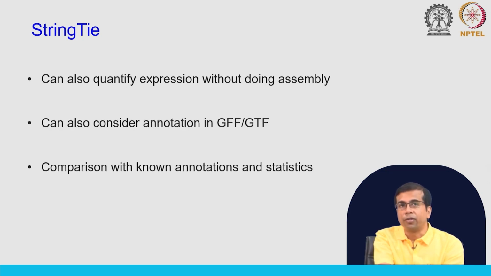StringTie can also consider annotation in GFF, GTF format. We have talked about this annotation when we were talking about variant annotation. This is also important for transcriptome assembly, because you want to know which gene contains how many reads. So, you need this annotation of genes or coding regions, etc. And it can also compare with known annotations, and it can generate statistics, etc. You can explore this tool and see what features are available in it.